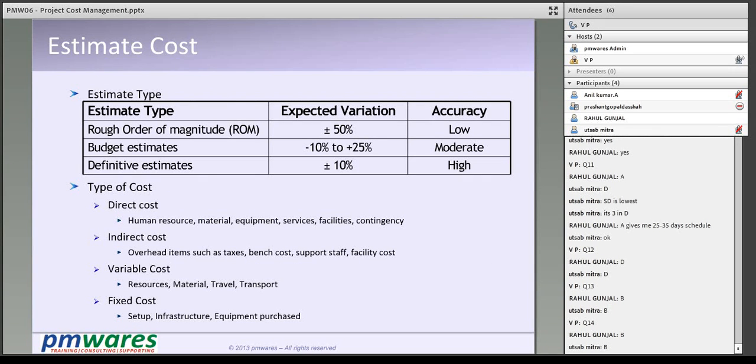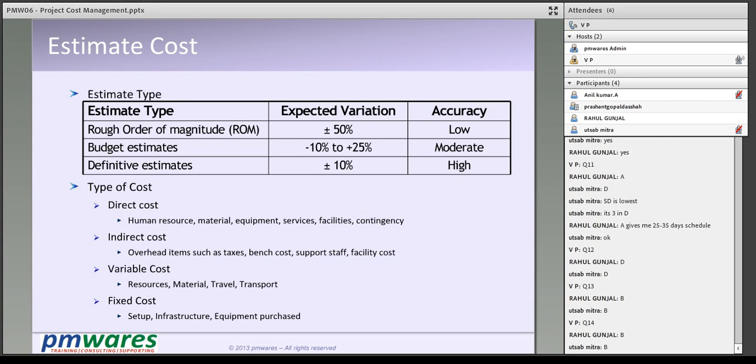Now in the cost estimation, depending upon at what stage of the project life cycle we estimate, our variation will vary. So when it is in the conceptualized phase, that is in the initiation phase, the project is in initiation phase, the estimates we call rough order of magnitude, ROM, and the variation is plus minus 50%, and therefore the accuracy is low.